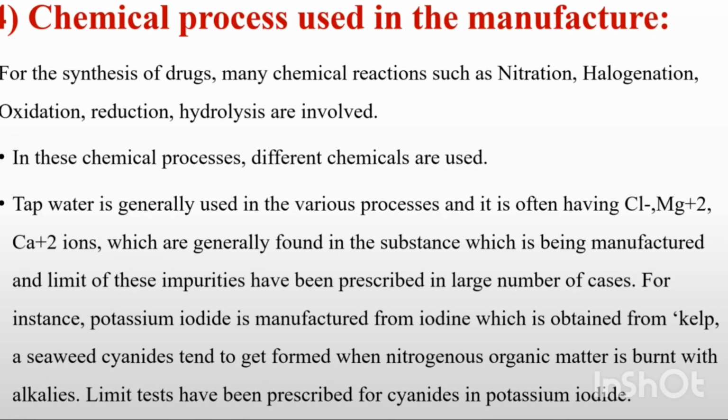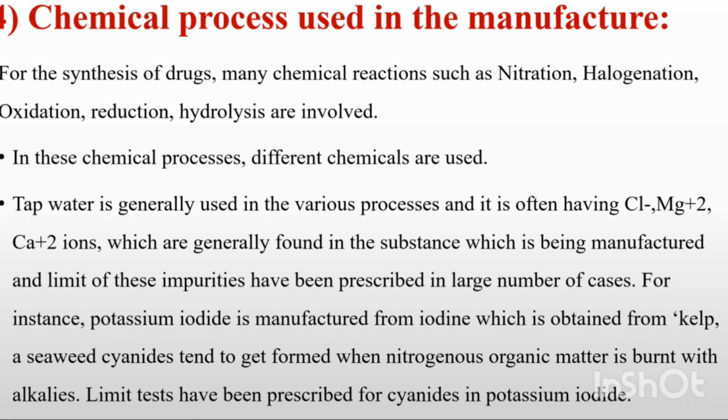Then the fourth one is the chemical process used in the manufacture. For the synthesis of the drug, many chemical reactions such as nitration, halogenation, oxidation, reduction and hydrolysis are involved. In this chemical process, different chemicals are used. Tap water generally used in these various processes has calcium and magnesium ions, which are generally found in the substance being manufactured, and limits of these impurities have been prescribed in a large number of cases.